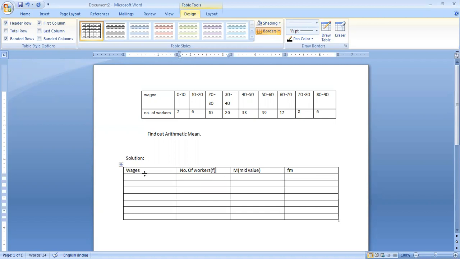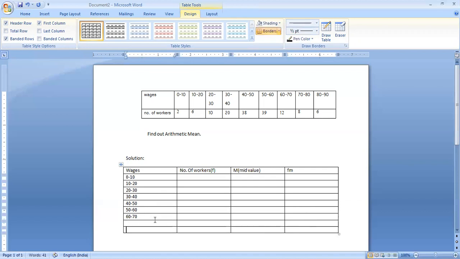F means frequency. Okay, from the problem we have to note down 0 to 10, 10 to 20, 20 to 30, 30 to 40, 40 to 50, 50 to 60, 60 to 70, 70 to 80, 80 to 90, and number of workers, this is F. F stands for frequency. 2, 6, 10, 20, 38, 39, 12, 8, 6. This is the problem that I have noted down.